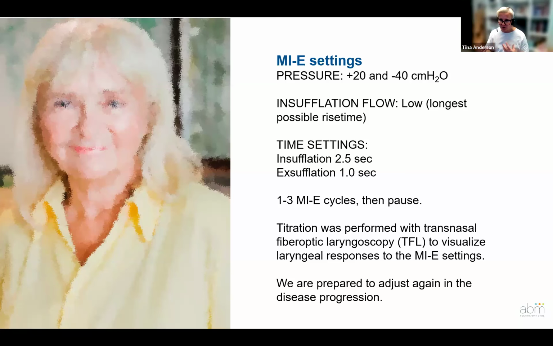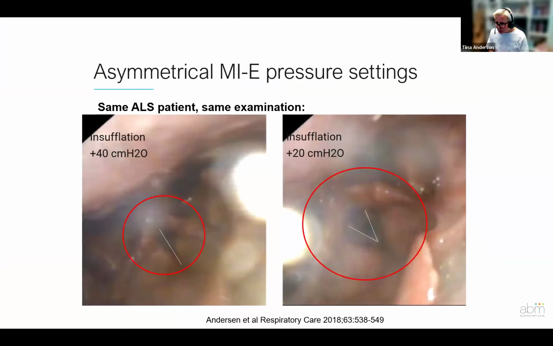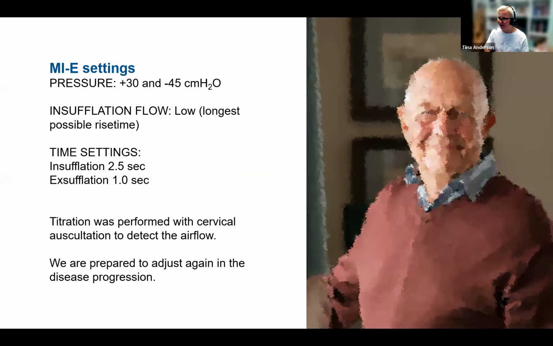And we managed to find settings for her with visualization of the upper airways, to try to find something that was more beneficial than other things. And we are prepared that we have to adjust the settings again. And this was her larynx, insufflation plus 40 and insufflation plus 20. Same examination, same patient, and you see that the vocal folds are also much more open with lower pressures. Okay, how about our banker, Thor?